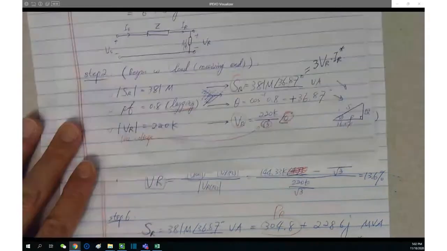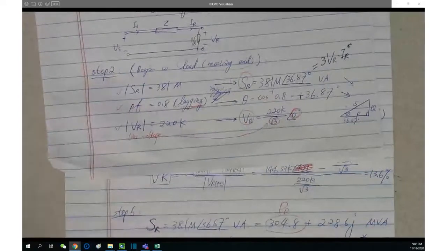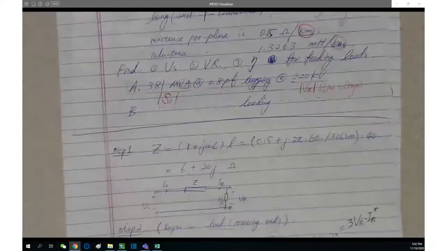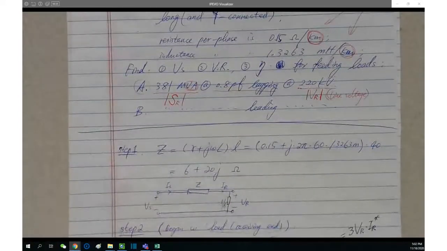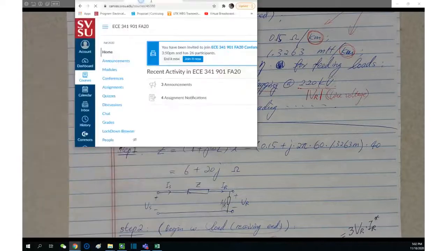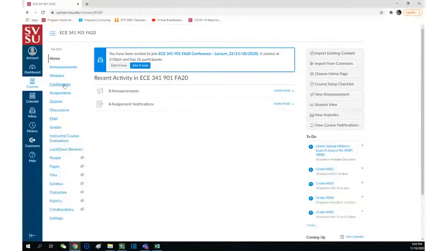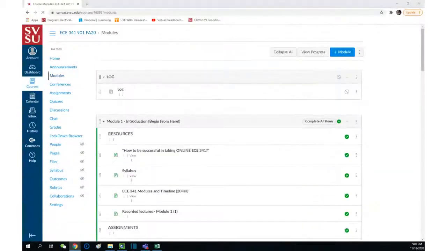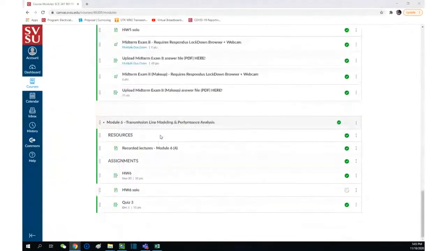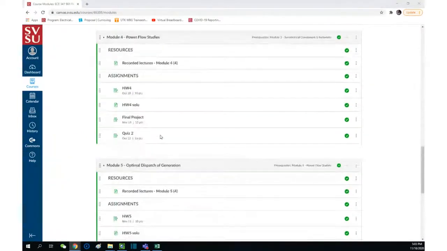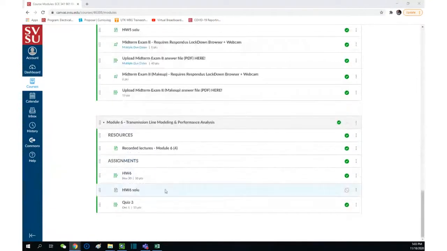All right, so if these are clear, let's move on to the review of midterm two. Take a look at the midterm two here. Now, by the way, the project is due today. Hopefully you guys have already submitted.